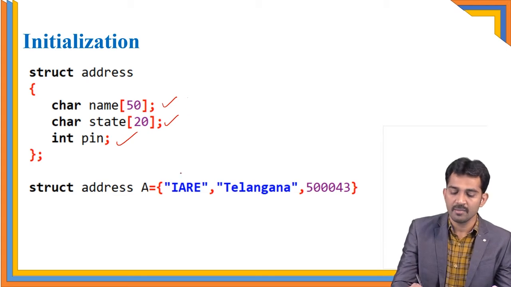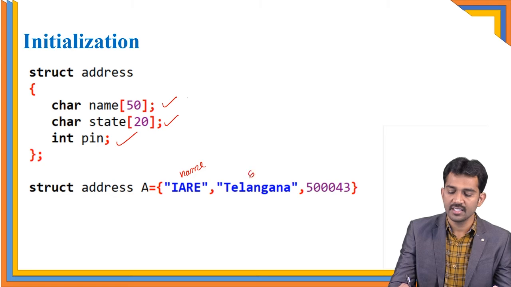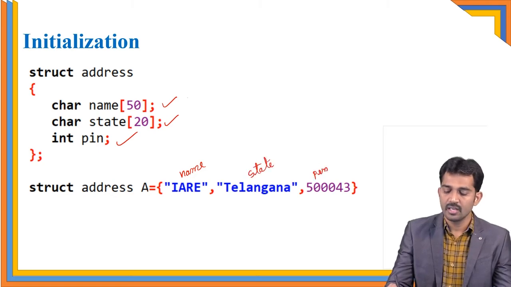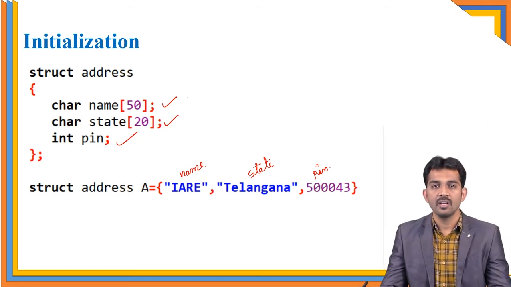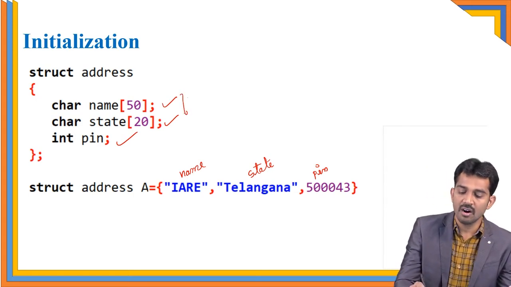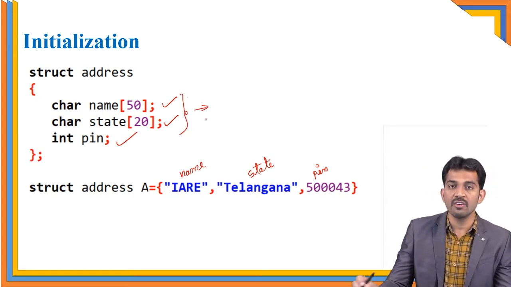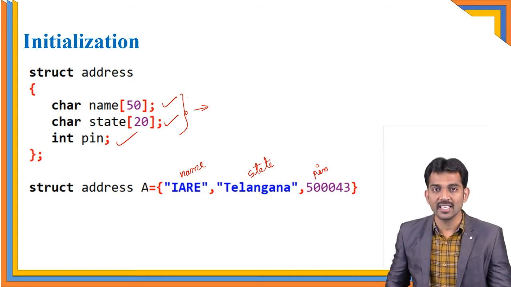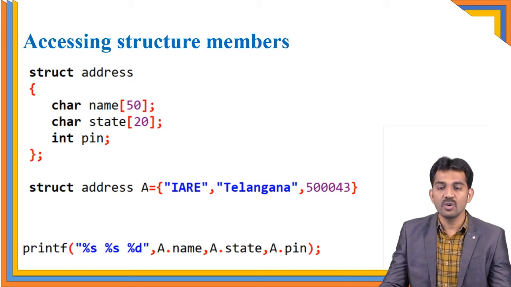See, first one is the name, right? And next one is the state, and next one is the pin. This is the order you need to follow, right? So don't shuffle your order, because the order in which you defined the data, the same order you need to use to initialize the data. Otherwise, it doesn't work.